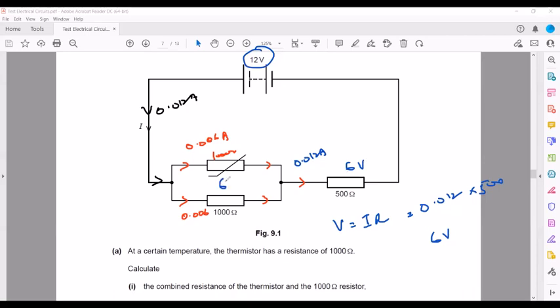So of the total 12 volts, this one has 6 volts. The remaining 6 volts will be across these two, and they are in parallel. So 6 volts will be across both of these parallel resistors. So this is a combination of parallel and series. So what voltage drop is here? The remaining voltage will be across the parallel combination.